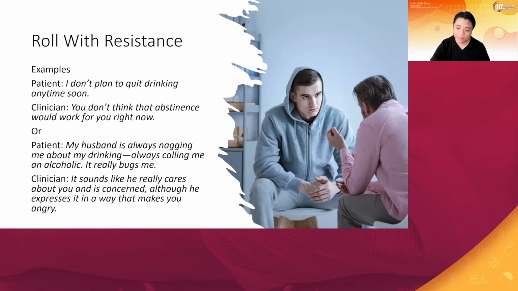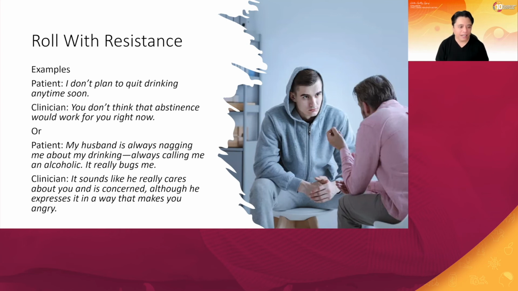So right here, the clinician simply says, right now, you don't think that abstinence would work for you, okay? So that means that is at present what he or she is feeling, but not necessarily what could be done in the future or what the situation will be in the future. This is another example. The patient says, my husband is always nagging me about my drinking, always calling me an alcoholic. It really bugs me.